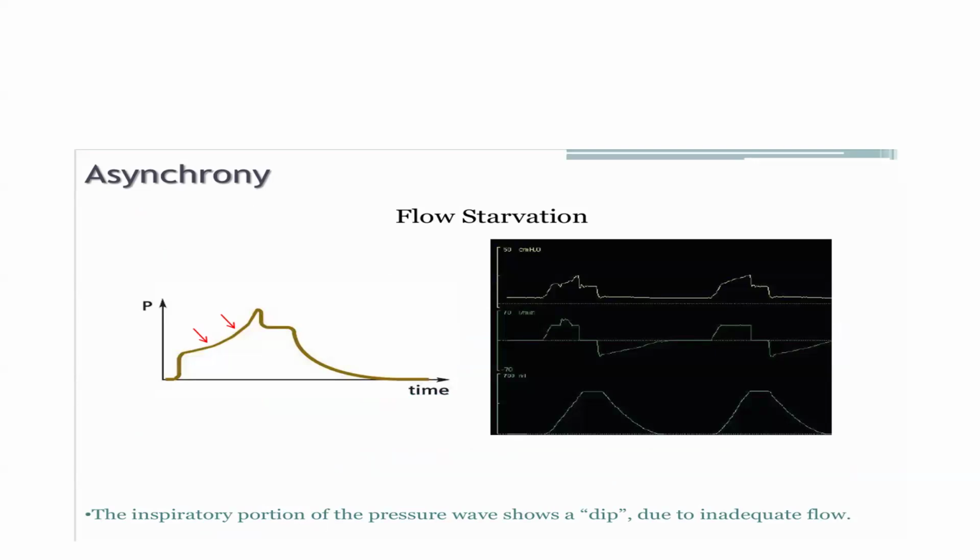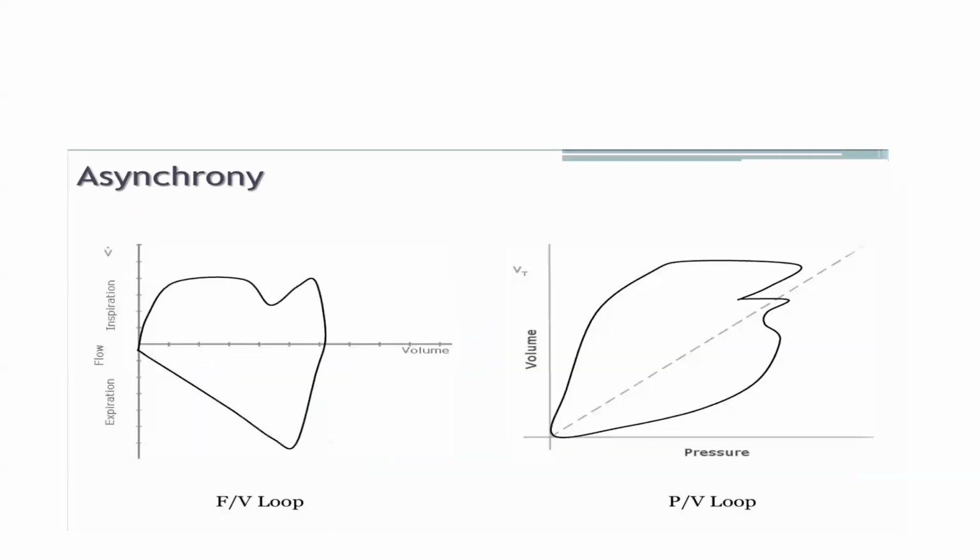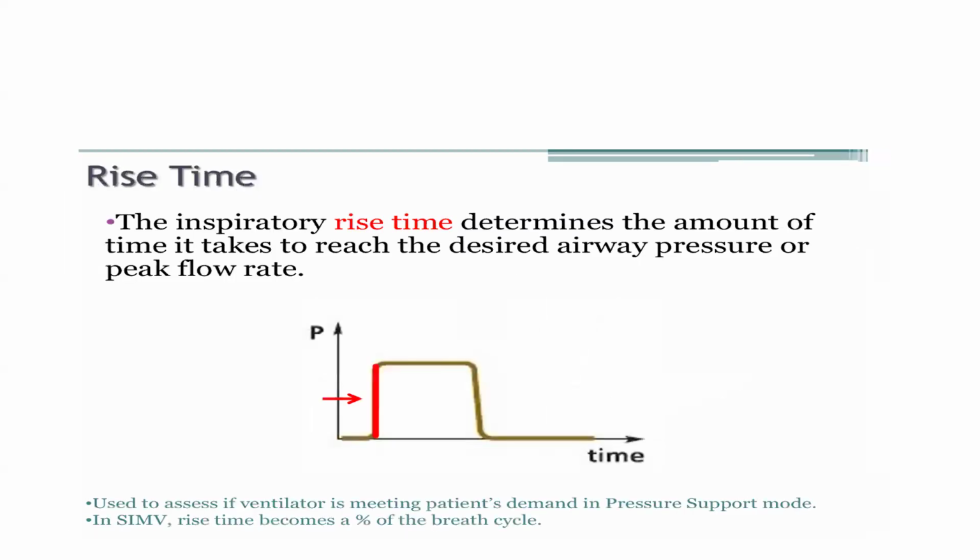So, asynchrony flow: the inspiratory portion of the pressure waveform shows the dip due to inadequate flow, as we can see in the diagram. Asynchrony flow volume loop will look like this, as you can see in the first diagram. Second diagram, the pressure volume loop asynchrony will be presented like this.